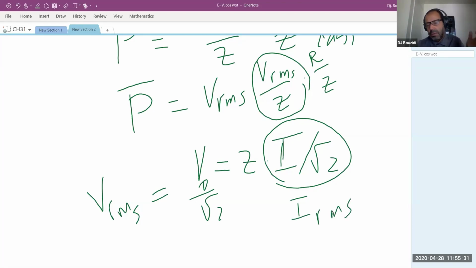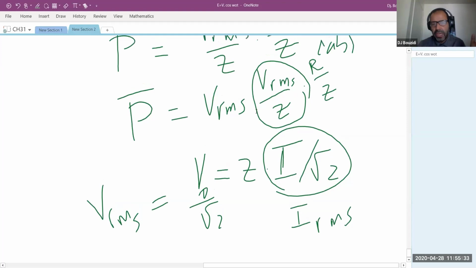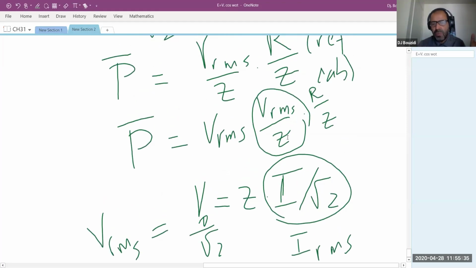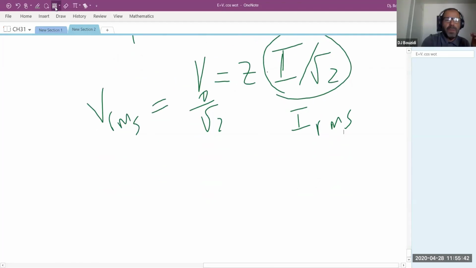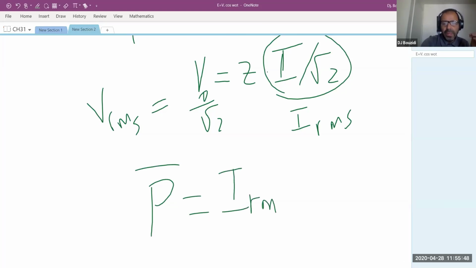And at the end, the expression V RMS over Z is no more than just I RMS. So the entire expression can be expressed as follows. The power on average is given by I RMS times V RMS times R over Z.